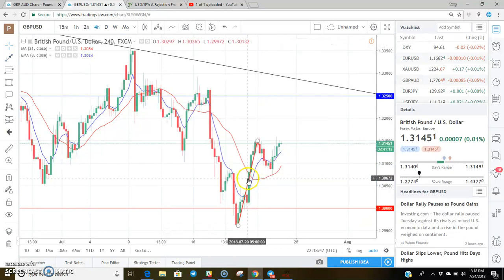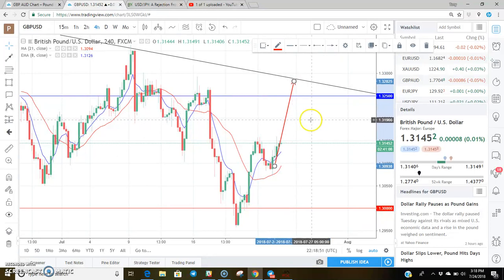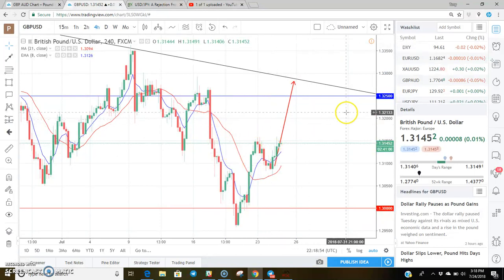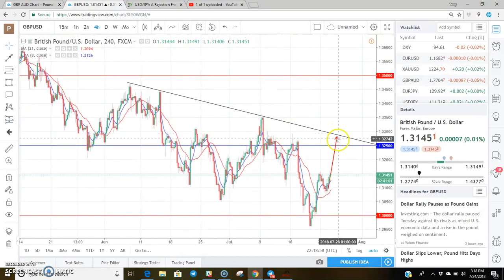And I want to move that right there. All right, so overall direction, 132,500, and this will also coincide with the fourth bounce.